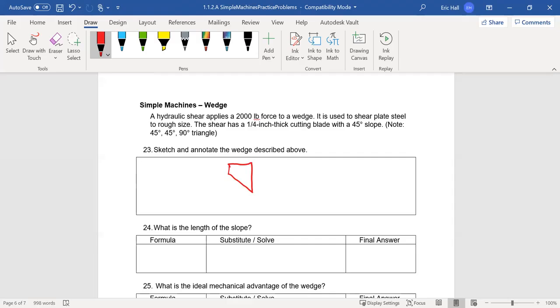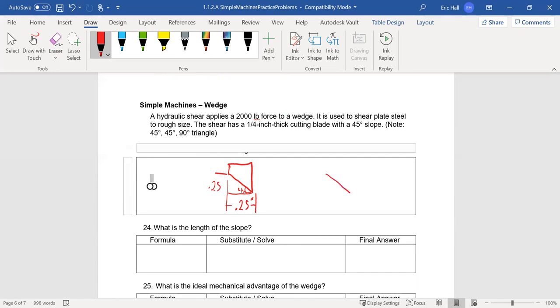This triangle right here tells me that my distance from here to here is a 1/4 inch. And because of the slope of this angle of 45 degrees, this triangle is a 45, 45, 90 triangle, which means that this 0.25 then means that the height of my wedge is going to also be 0.25. That's what it's telling you. So you have a triangle that's 0.25, 0.25.